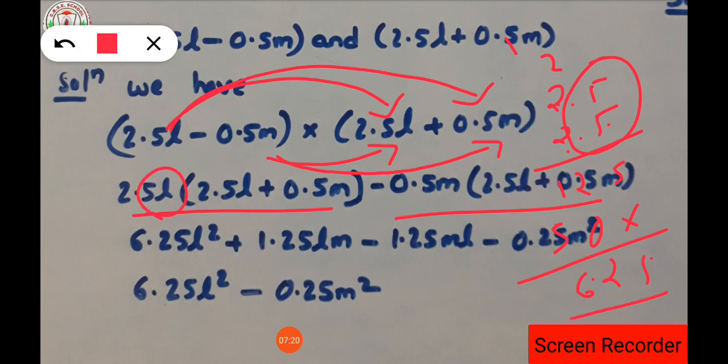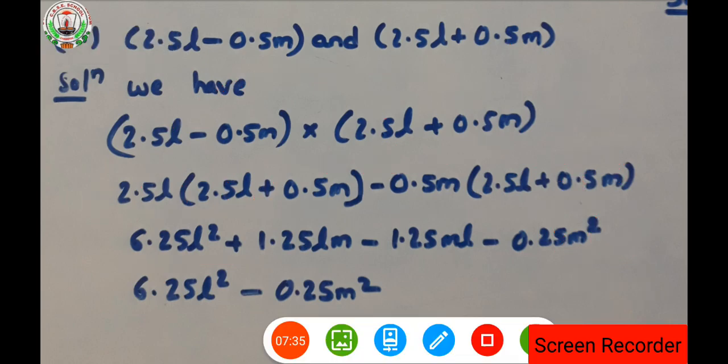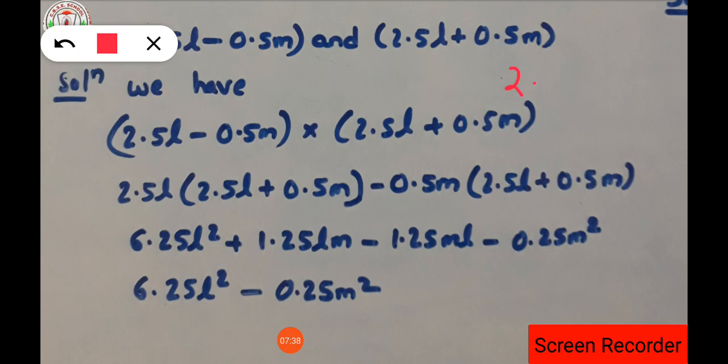And L into L will be how much? L square. So the answer will come 6.25L square. Then plus, as here it is plus, in the same way here also the plus. So plus and plus will be plus. So 2.5L will multiply with 0.5, isn't it? 5 5s are 25, then 10, 11, 12, and the zeros are there. So how many decimal places? 1, 2, that means 1.25 is the answer. Since L and M are different variables, it will come as it is in the answer.